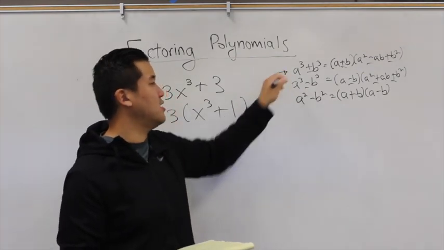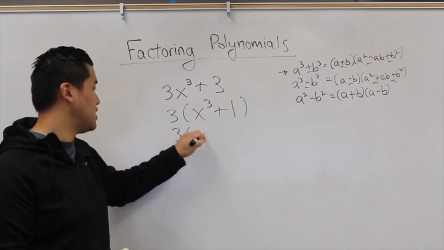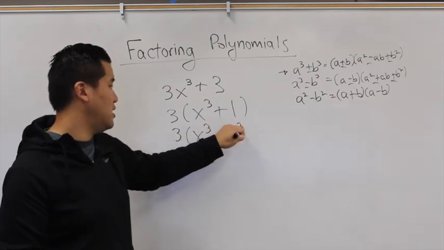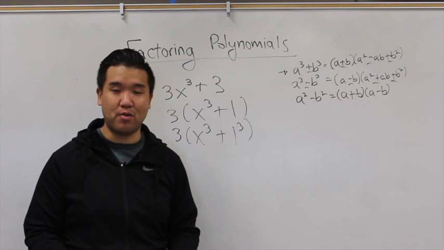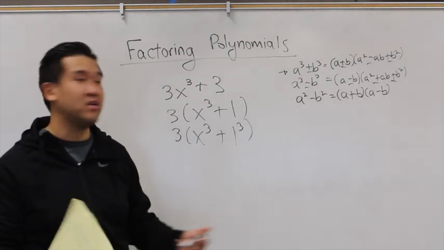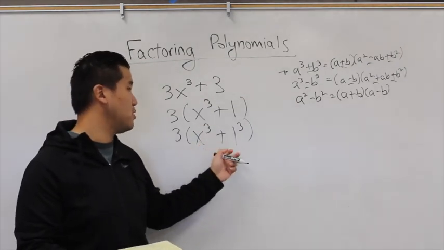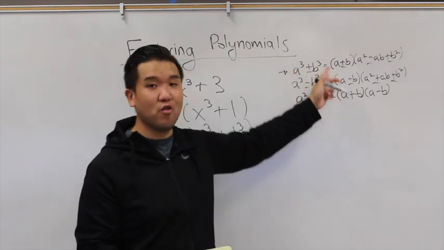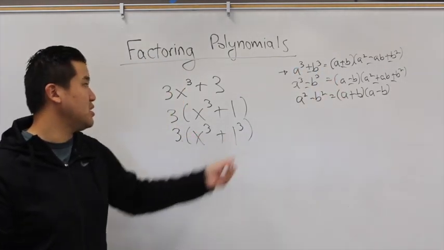It actually looks like that yet. Reason why is because we can say 1. 1 is that weird number that it can be a perfect square and a perfect cube and a perfect anything. So I can think of this as x cubed plus 1 cubed. Now we use this formula where a is x and b is 1.